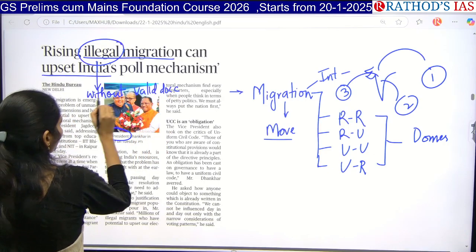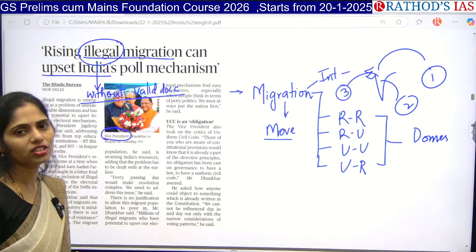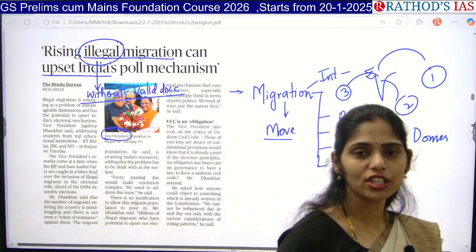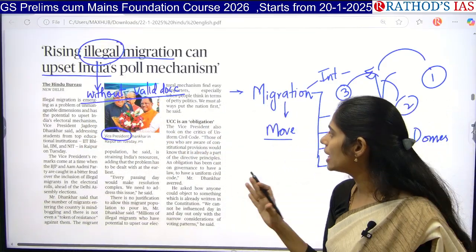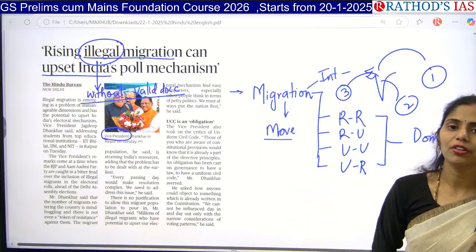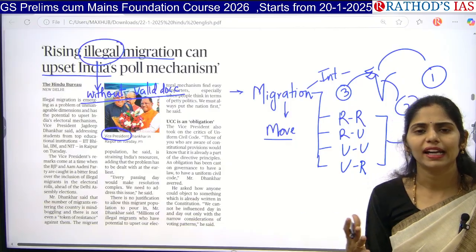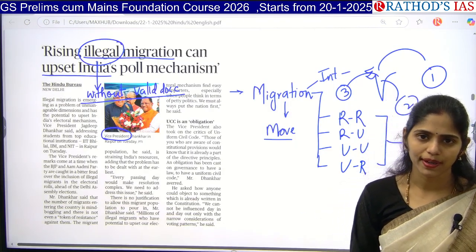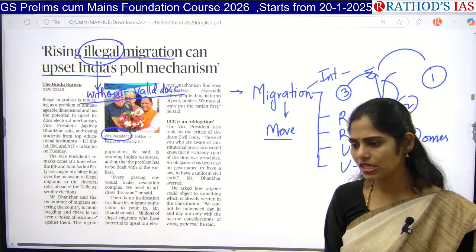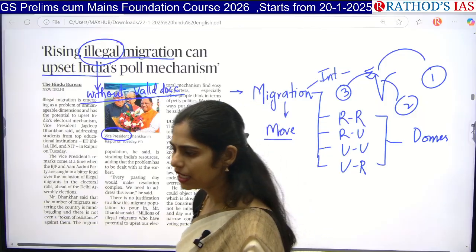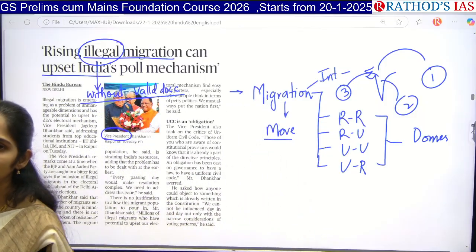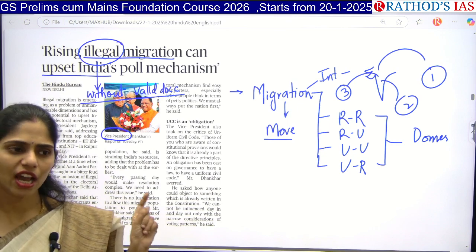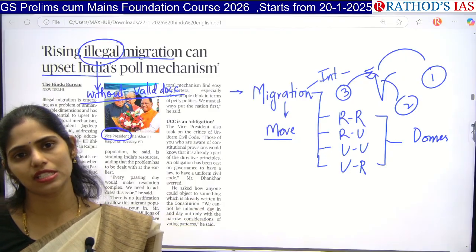For example, they got a document or a permission for 6 months, but they are staying more than 6 months. It is also called illegal migration. And if you see the countries with which India is sharing a boundary, like Myanmar, Bangladesh, Pakistan, there is a lot of instability going on, right? So because of this, people from those countries want to save their lives and are entering into our country. Because of this illegal migration, we are facing violence in northeastern states.